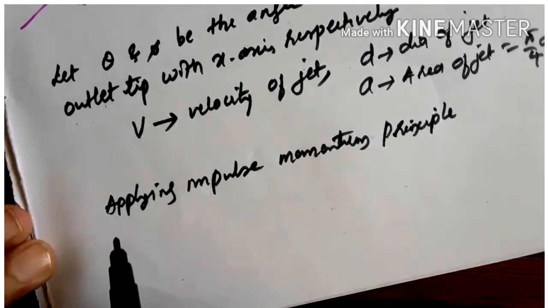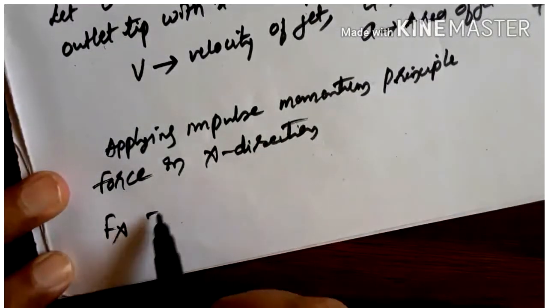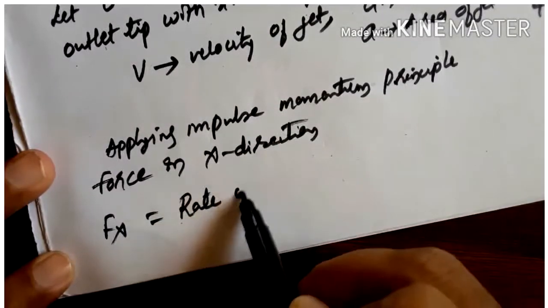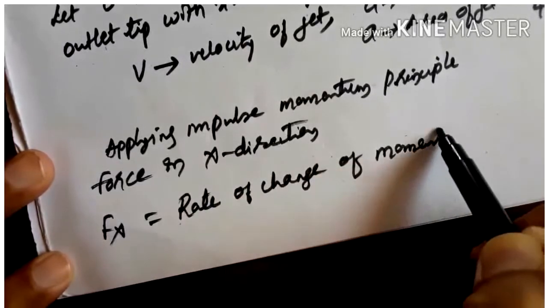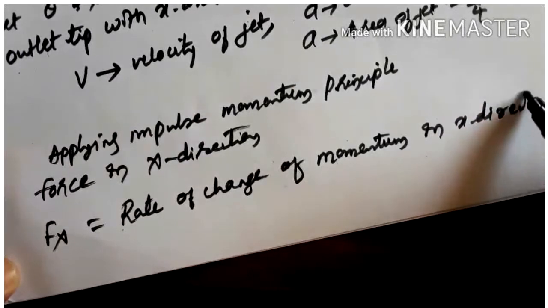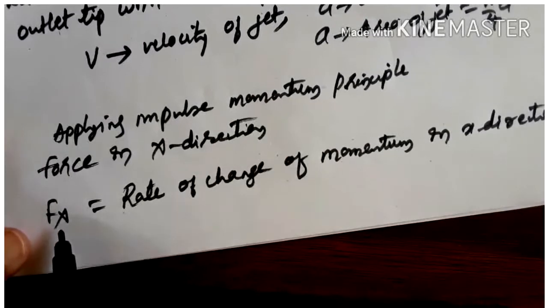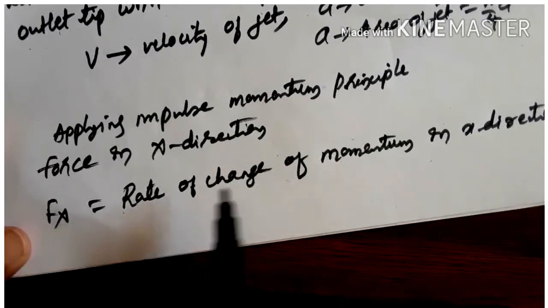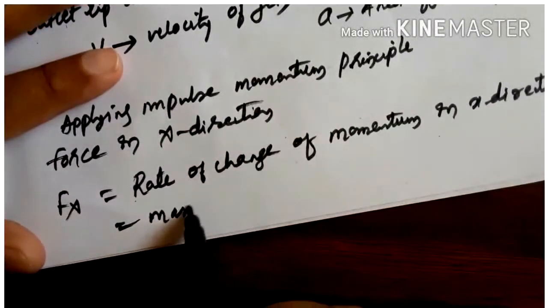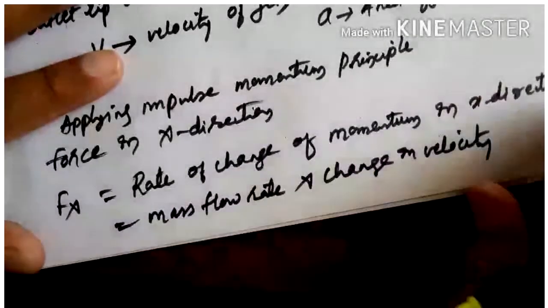to calculate force in x direction, Fx equals rate of change of momentum in x direction, because we want force in x direction. Whatever force is acting in x direction, in that direction momentum only we have to take. So we get mass flow rate into change in velocity. This is the equation we get.